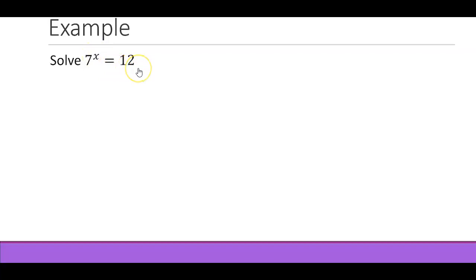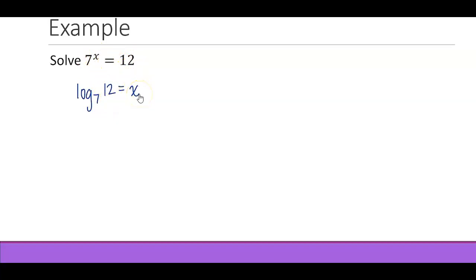So what I can do to solve is think about rewriting this as its logarithmic equivalent. So to get the x out of the exponent, I can think about this as log base 7 of 12 is equal to x. So to rewrite this as a log, 7 is the base of the exponential, becomes the base of the log. The output of the exponential is the input of the log, and the exponent is what the log equals.